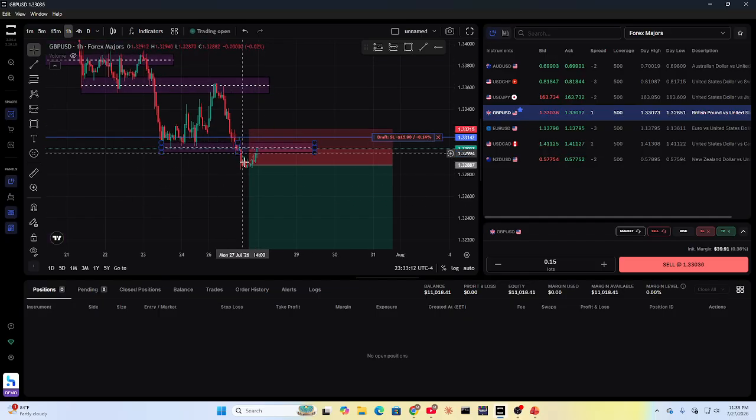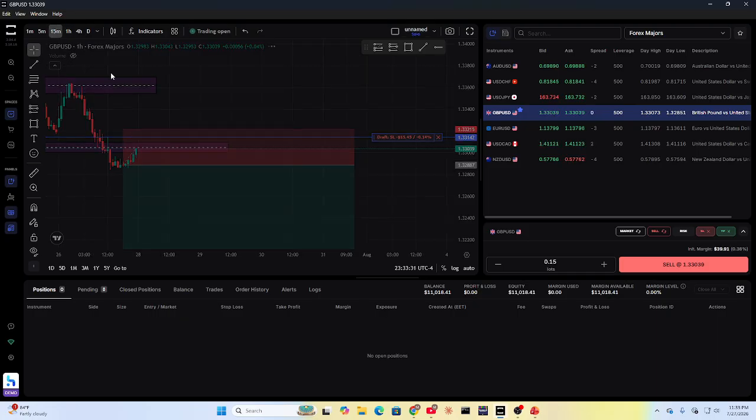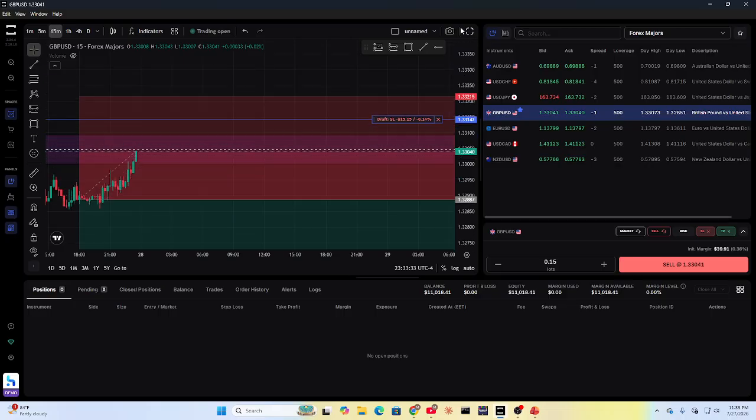Okay, I got my indication. You see it broke out here. The correction is going back up to the top. And now for my continuation, I'm waiting for price to reject off of this previous support, which is now resistance. We don't want to continue going up, basically.